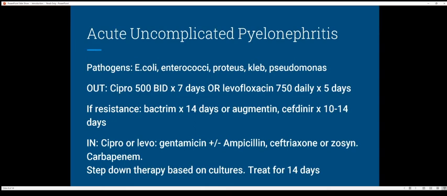But it can be treated with penicillin, right? Or no, cephalosporin. There's only, I think, a couple of cephalosporins that cover Pseudomonas. I could be wrong on that. So, for a UTI with something like this, you're going to use Cipro, which is ciprofloxacin, so it's a fluoroquinolone. 500 2 times a day for 7 days, so BID is 2 times a day, or levofloxacin 750 daily for 5 days.